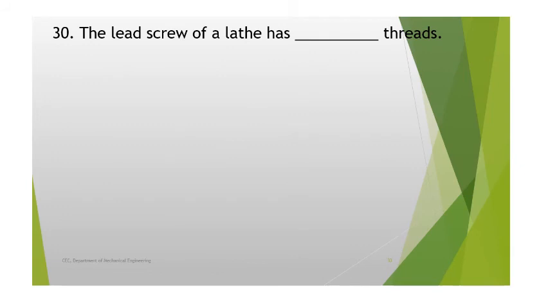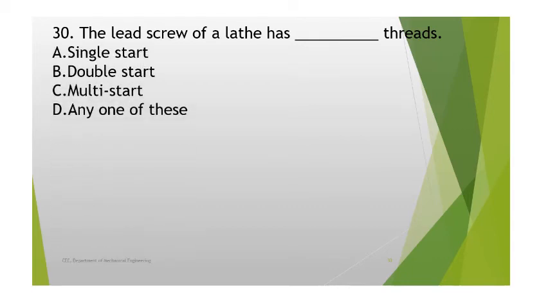Next, question number 30. The lead screw of the lathe has dash dash threads: single start, double start, multi start, or any one of these. At the time of thread cutting, the lead screw engages in the lathe machine. The lead screw thread is a single start. The answer is A.